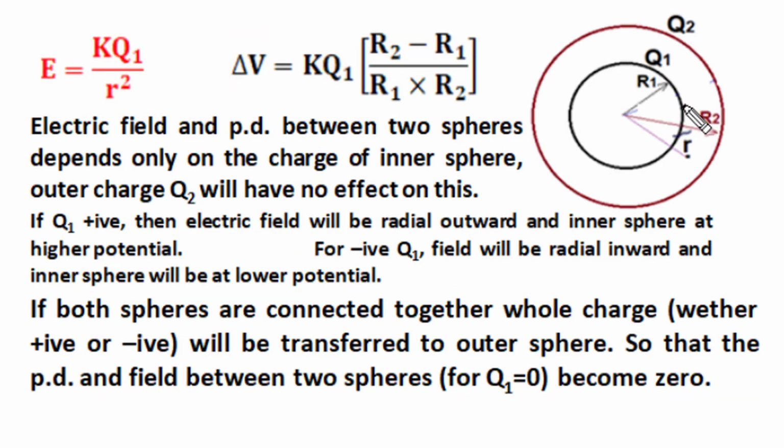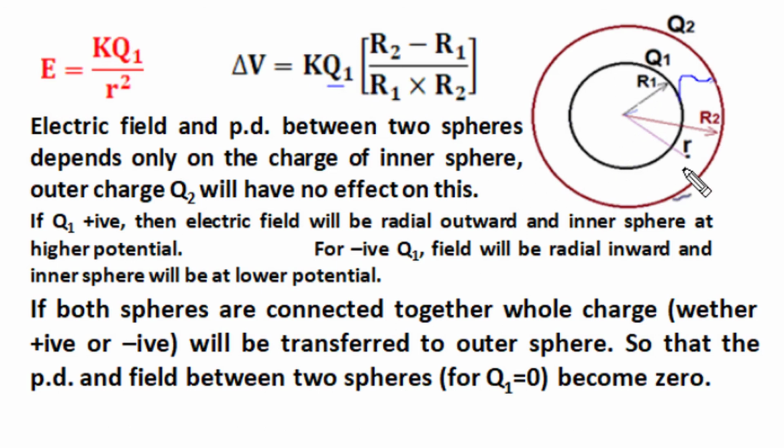If by any means we connect these two spheres by a conductor wire, then in electrostatics, two conductors connected by a conductor would have identical potential everywhere. So to make this potential difference zero, there could be only two possibilities. If this r1 radius expands and becomes r2, then this r2 minus r1 becomes zero and the potential difference becomes zero. But r1 is a rigid sphere and it cannot expand. So the other possibility is that this q1 will become zero.